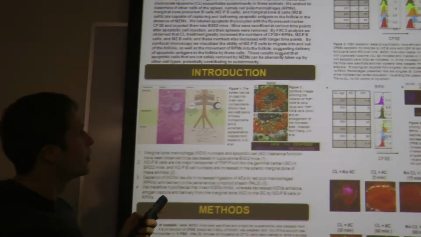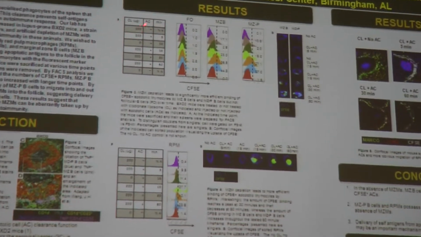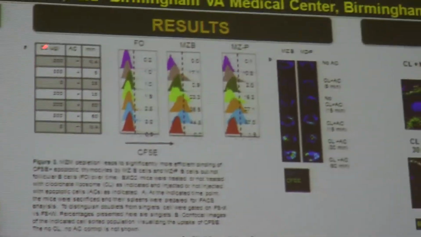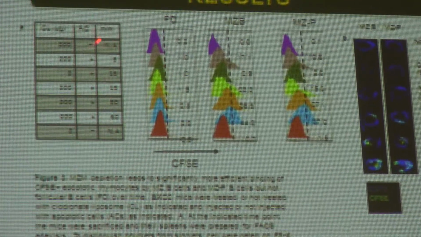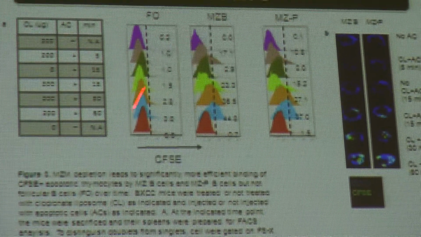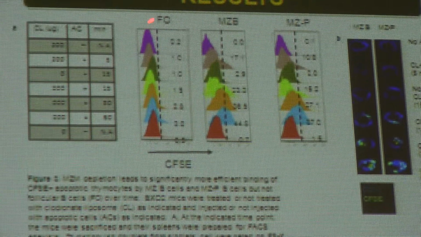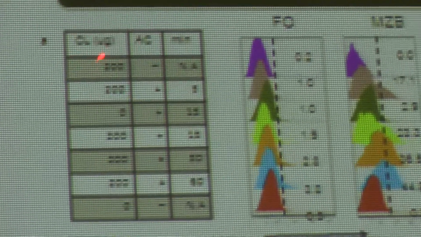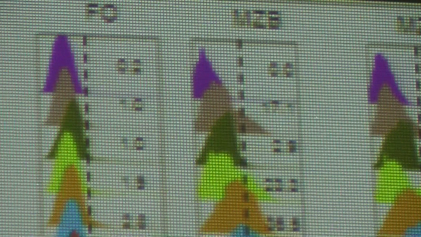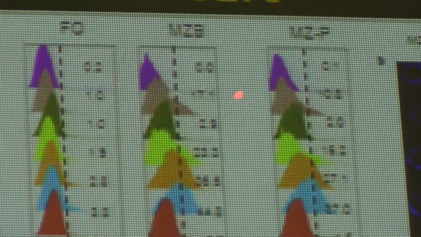Here's just the table of the different conditions. It indicates if the mice were treated with CL or not, if they were given apoptotic cells or not, and how many minutes after AC injection they were sacrificed. There doesn't seem to be a major impact on the follicular B cells. If you look at mice that were given CL but no AC, the efficiency of CFSE labeled cell uptake doesn't really change much as you go through the tested time points.